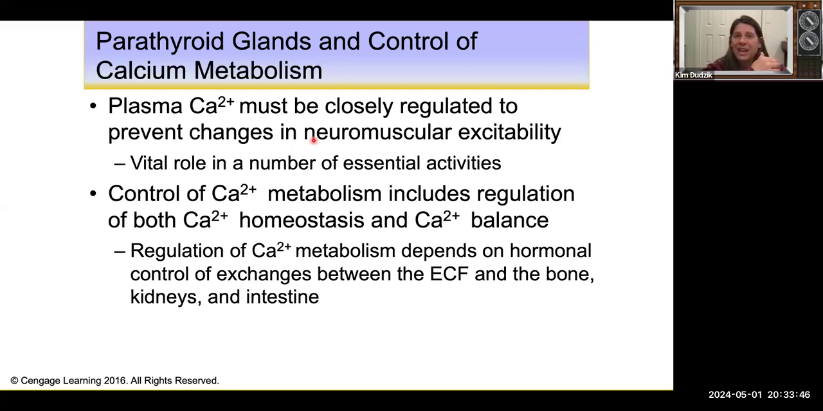I mentioned that the release of insulin is actually the result of a change in membrane potential, and calcium is actually important in the exocytosis of insulin, just like we saw with neurotransmitters. So the point is, if our calcium levels go out of whack, it could mean death. And so our body is very careful in controlling the plasma calcium levels.